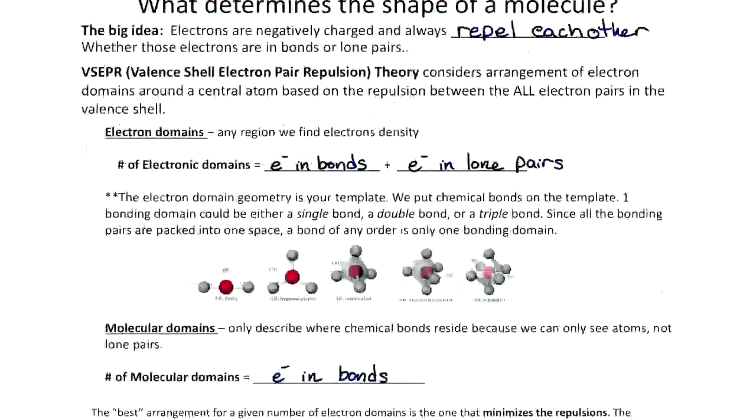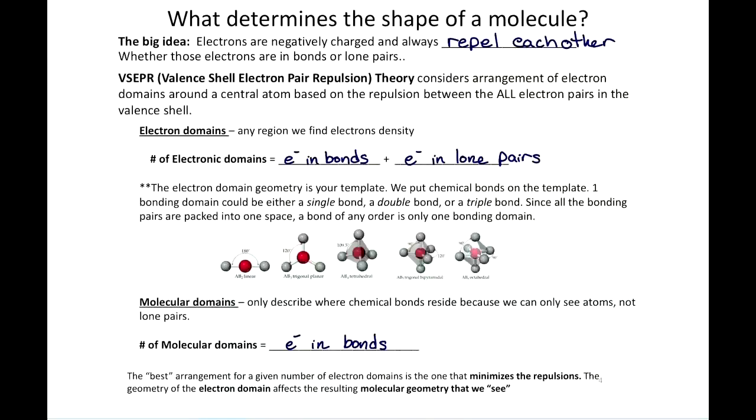That's where VSEPR theory comes into play. VSEPR theory stands for valence shell electron pair repulsion. And that's the big idea within this section to predict molecular shapes. Electrons have a charge, right? What charge do they have? They're negative. And so if all electrons are negative, electrons repel one another. That's the big idea. Electrons repel one another.